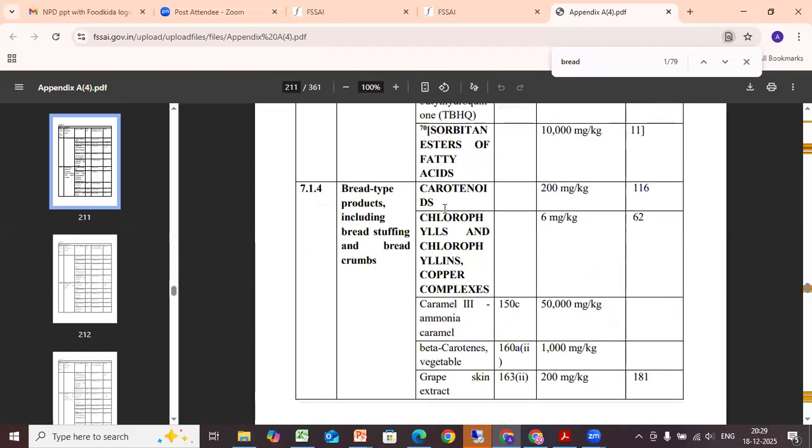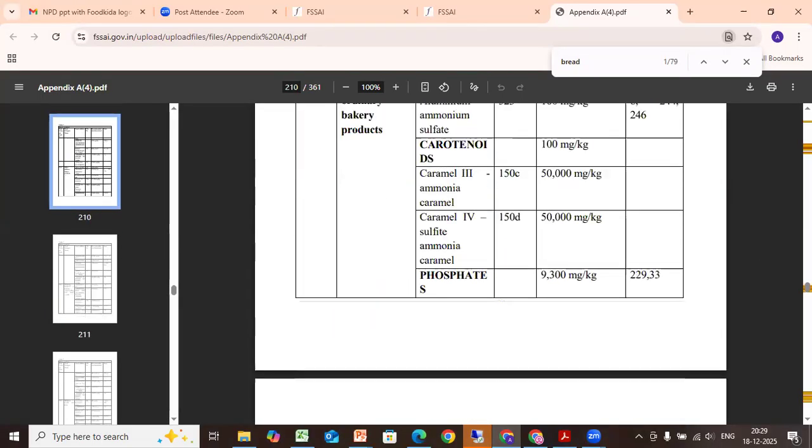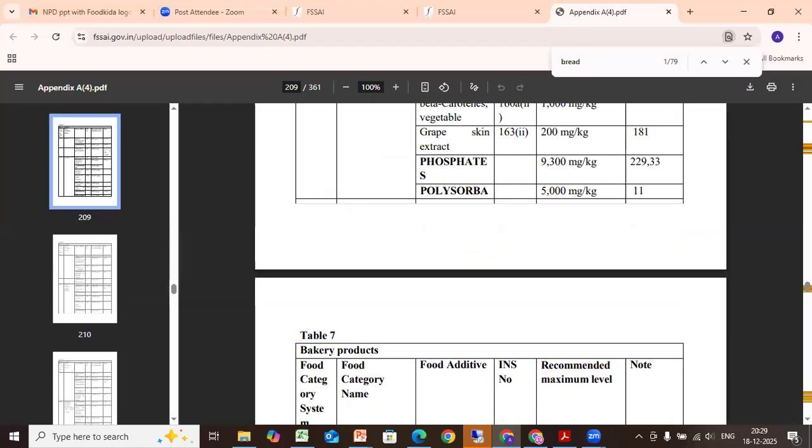You can go through this. See, they are adding carotenoids here. They have allowed carotenoids, chlorophylls, beta carotenes, again an antioxidant. You can add the grapeseed extract in bread. So there are many options here. You can go through them, and if you want to fortify with vitamin A, D, then I think you should get in touch with some regulatory expert who can guide you if you want to add micronutrients like vitamins in your bread.